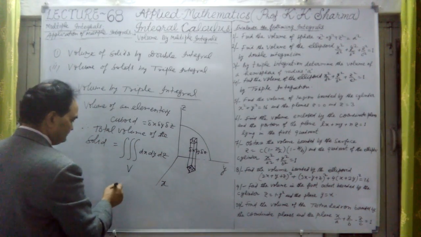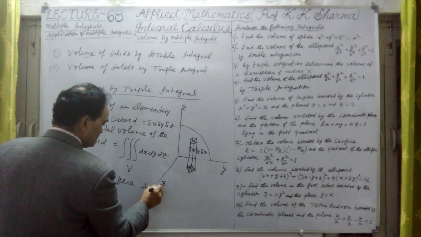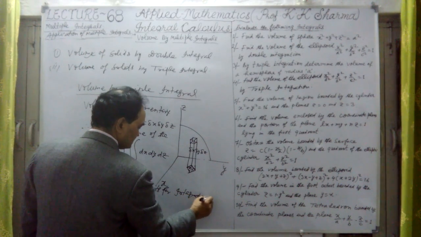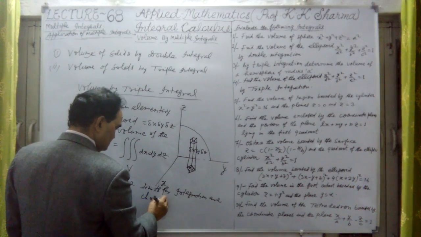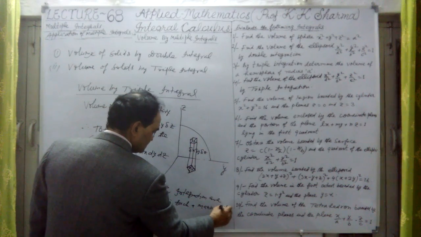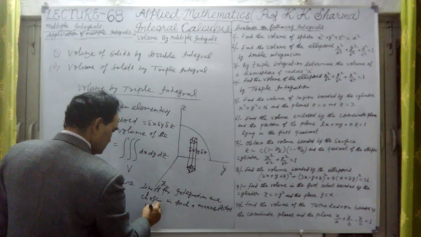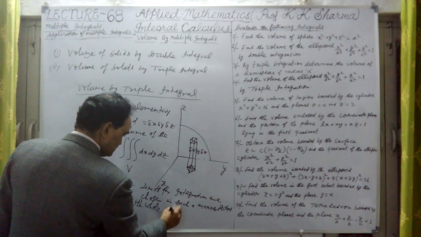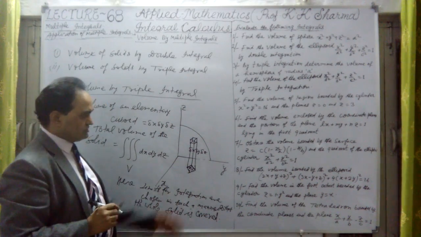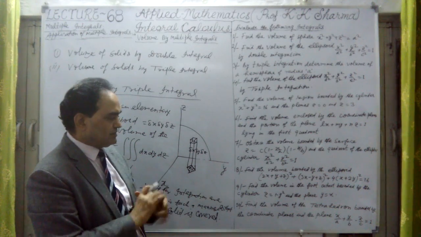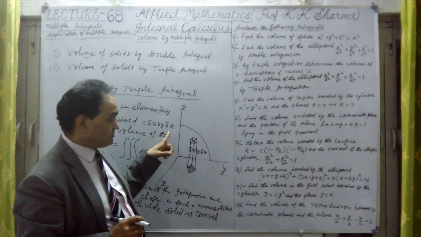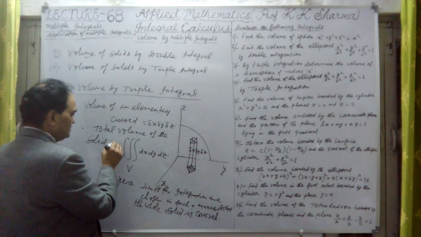We have to find the whole solid. The limits for integration are chosen in such a manner that the whole solid is covered, that the complete solid is bounded. So in this way, the volume of a cylinder, or the volume of any figure, is found with the help of the triple integral. We have to use the triple integral sign. That is the point here.